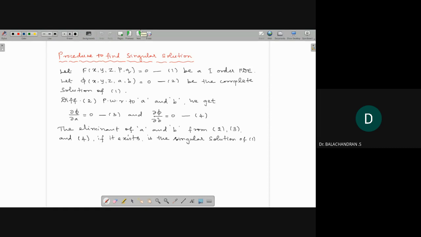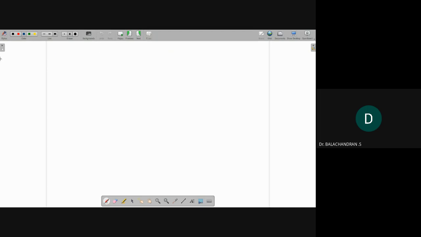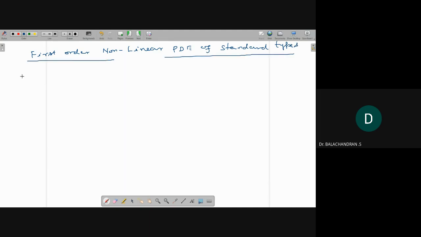So now type number 1. Type 1. The heading is first order nonlinear PDE of standard types. Type 1: F of p comma q is equal to 0.